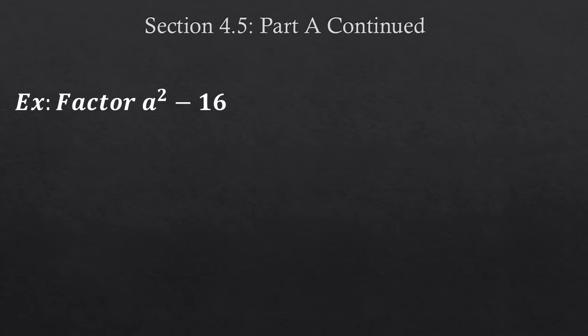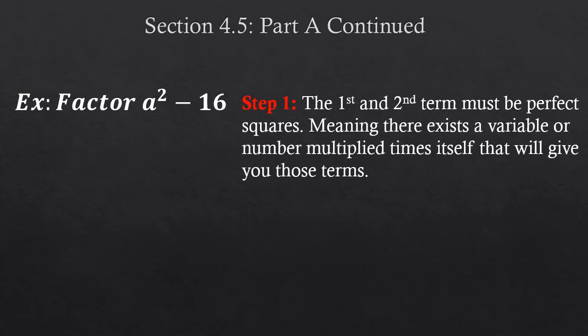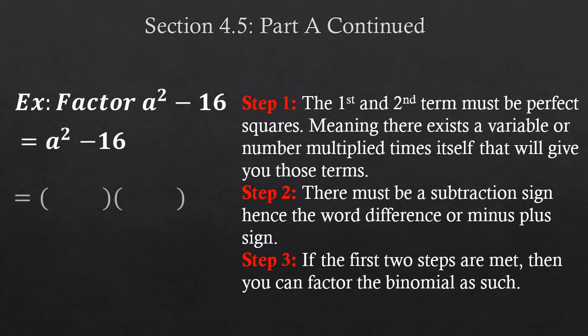Does this meet the requirements for the difference of squares? Yes, it does. Why? Because the first term is a squared, which is 2 a's, and 16 is a perfect square because 4 times 4 is 16. If that's the case, then I can do this. A here, a there, 4 here, 4 there. Once again, minus plus or plus minus. It does not matter the order in which you put the signs, but you must have them both.